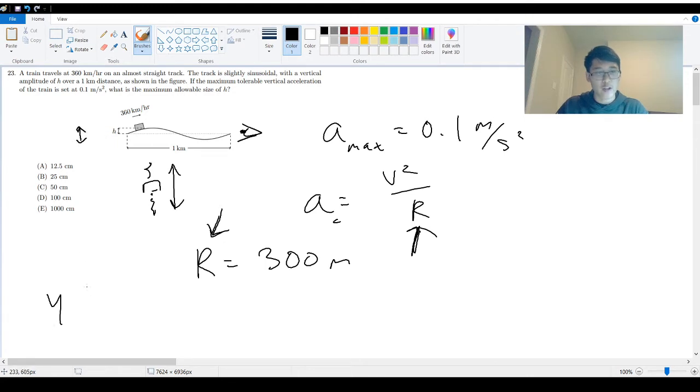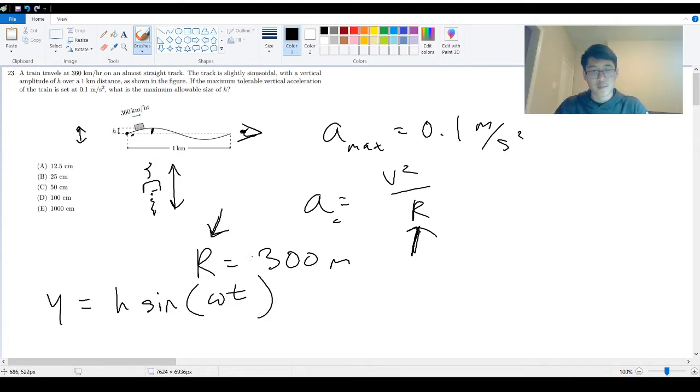I'll call that y. Say y0 is right here, and y is equal to h when it's at this part right here. So y is equal to the amplitude, which is h, times sine, because it's a sine curve starting at time equal to 0, of omega t.